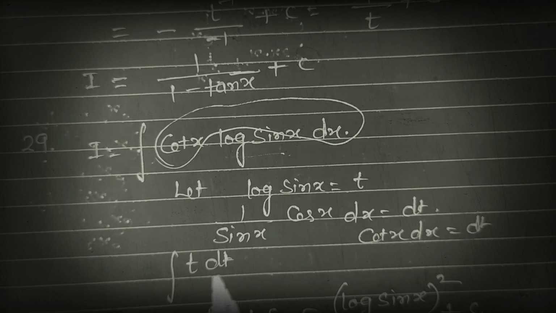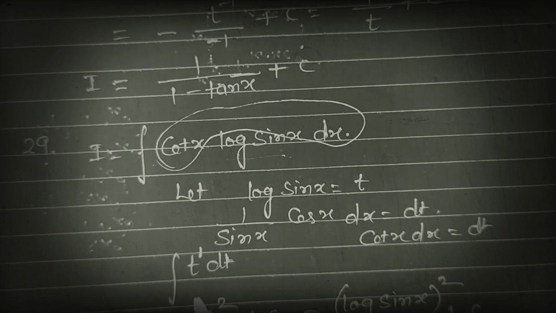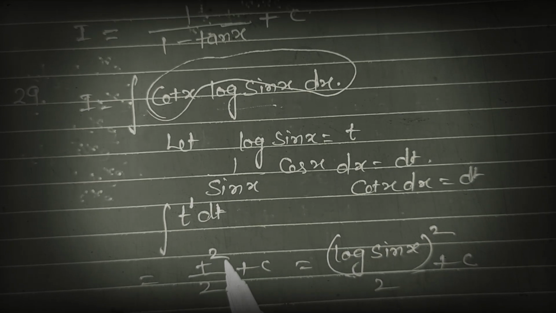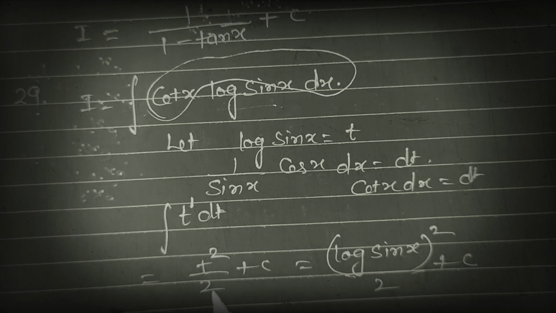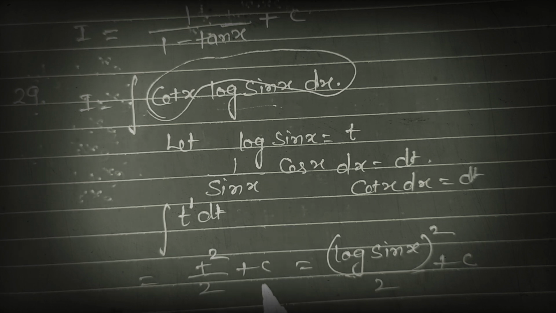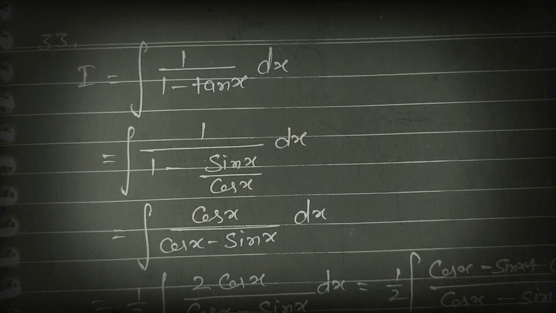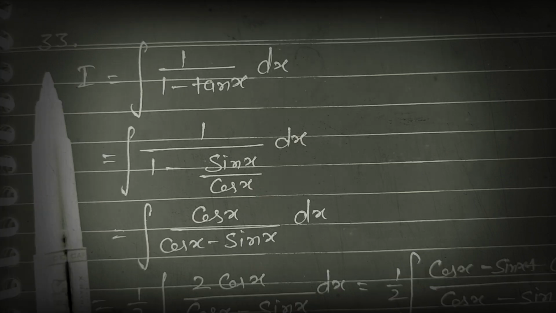So t dt. What is the integration of t? It is t power 1. So if x raised to power n integration is x raised to power n plus 1 upon n plus 1, same here, t raised to power 1 integration is t raised to power 1 plus 1. It means t square upon 1 plus 1 means 2 plus c. So the answer is log of sin x whole square upon 2 plus c. This is the answer.